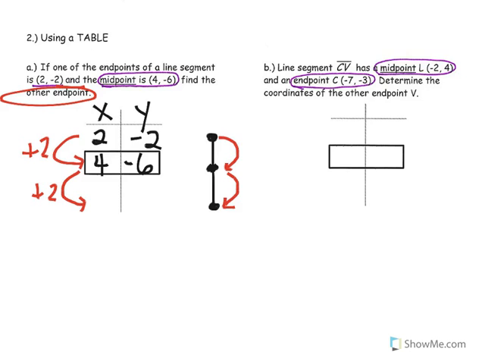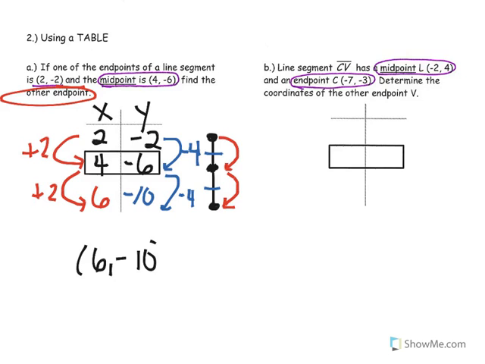So 4 plus 2, that's going to get me 6. And then we can repeat it again. Negative 2 plus, actually, sorry, that's minus 4. That will get you to a negative 6. And then since we have a midpoint and we know these two parts are equal, if I've subtracted 4 from one endpoint to the midpoint, I'm going to subtract 4 again and do minus 4. Negative 6 minus 4 is a negative 10. And my other endpoint is (6, -10). And there's my answer. Okay?